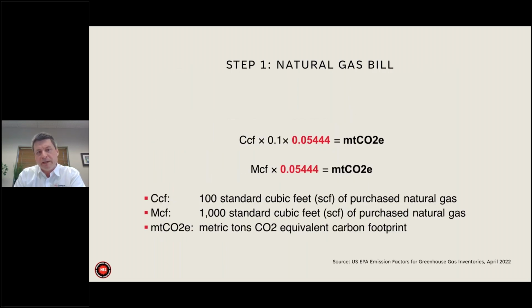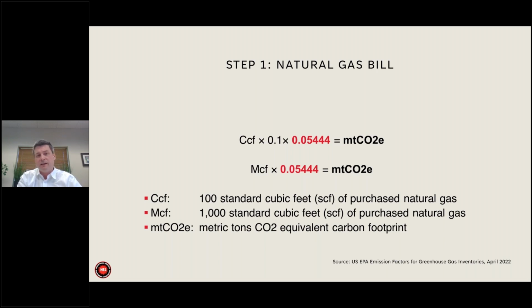So step 1, your natural gas bill. If you take a look at your natural gas bill, your utility will probably report how much natural gas you're using in CCF or MCF. And if you take that number and use these two equations and multiply it by what we call an emission factor, 0.05444, you'll figure out the metric tons of CO2 equivalent that you emit each year or each month, depending on what your bill looks like. So that is the number one thing to look at.